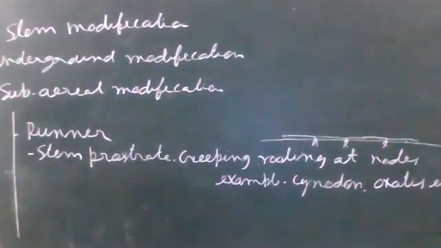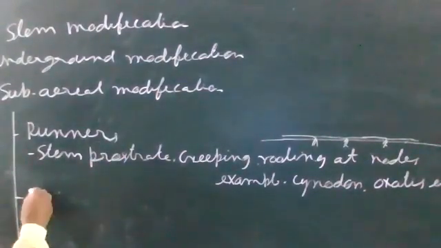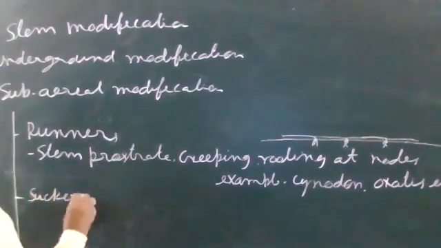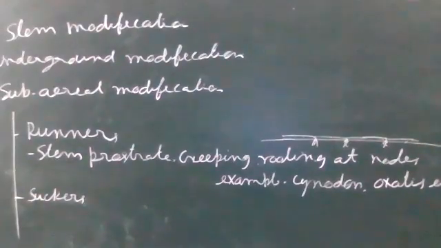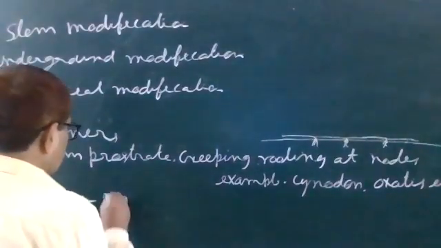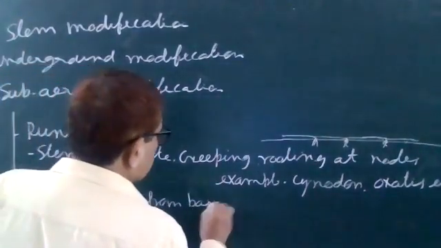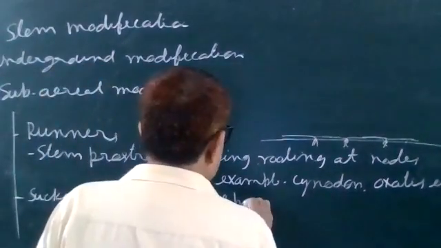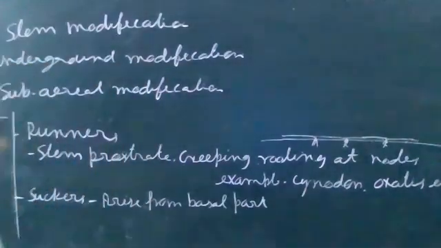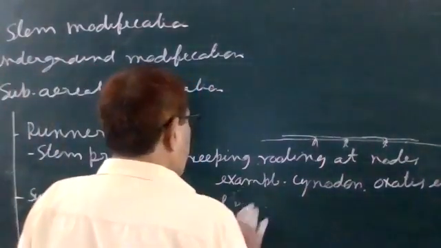Next, the second one is suckers. Here the stem arises from the basal part of the basal underground stem.